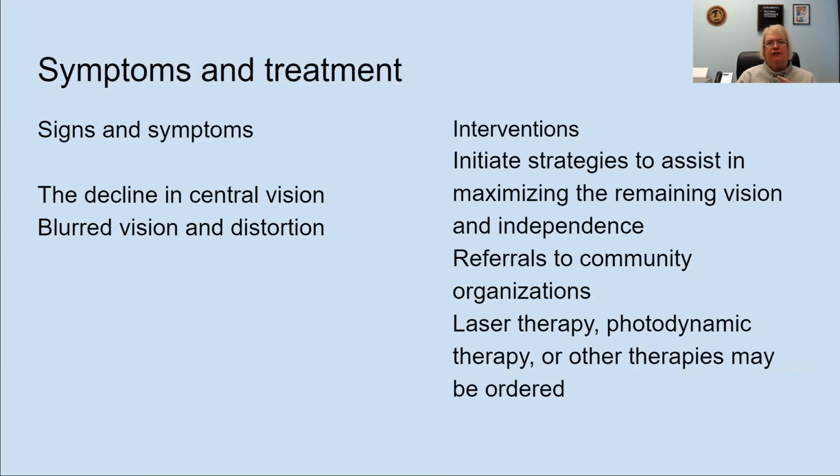Interventions, you're going to initiate strategies to assist them in maximizing what vision they have left and their independence, whatever that takes. So that would include the environment they're in, setting it up, maintaining it the way they know where things are at. Referrals to community organizations. They do use laser therapy, photodynamic therapy, and other therapies can be ordered.